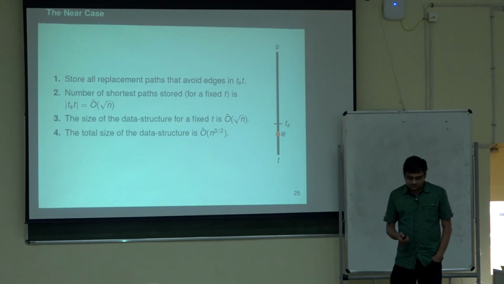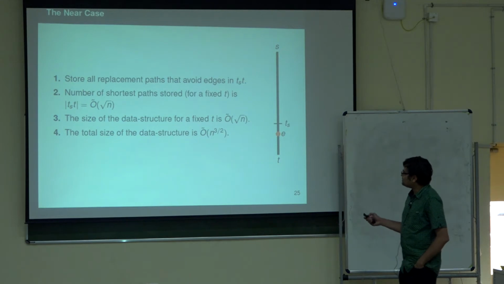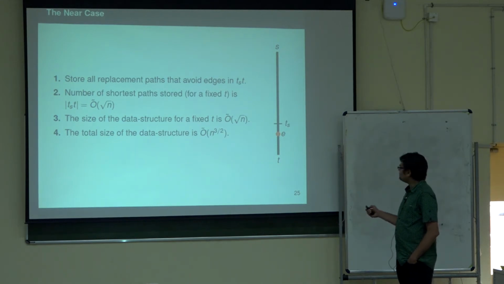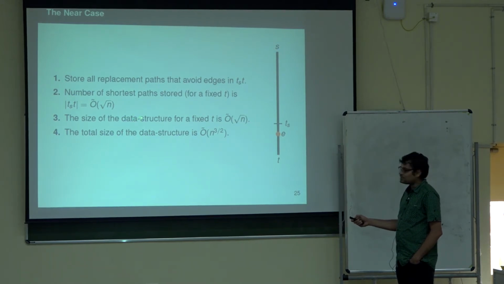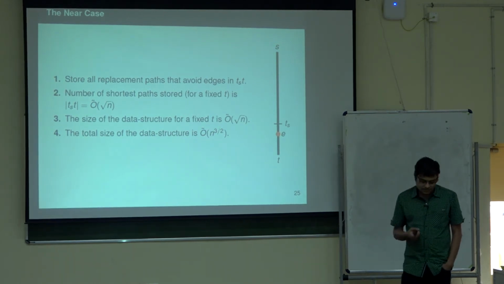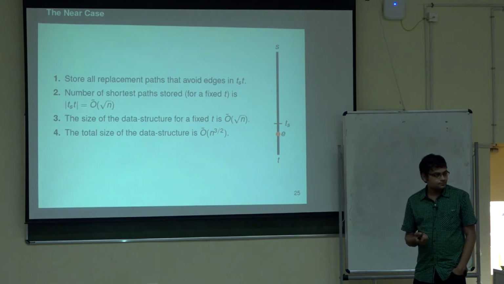Which means that the size of the data structure for a fixed t is order square root of n. So whenever a query comes and this edge is here, I will just consult this data structure. For a fixed t, the size of this data structure is order square root of n, which means that the total size of this data structure is order n raised to 3 by 2.